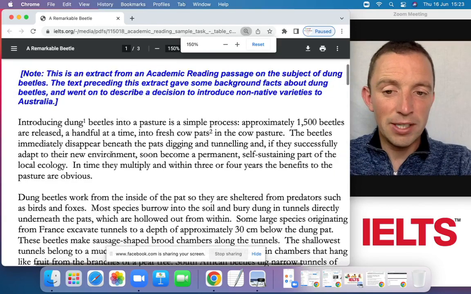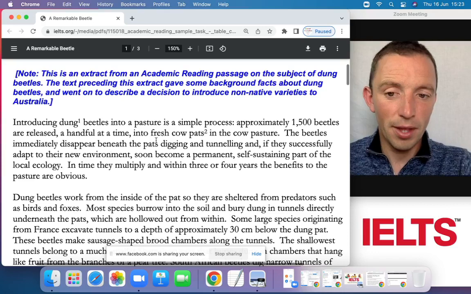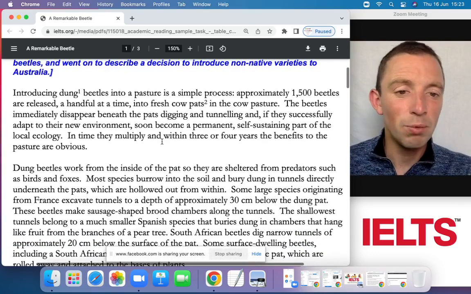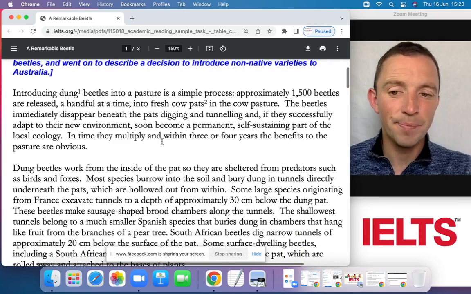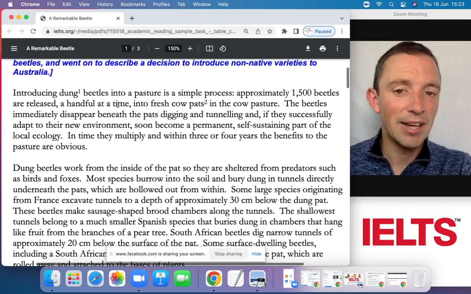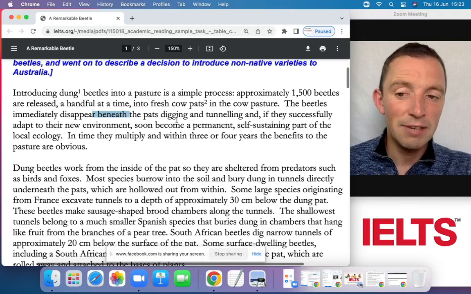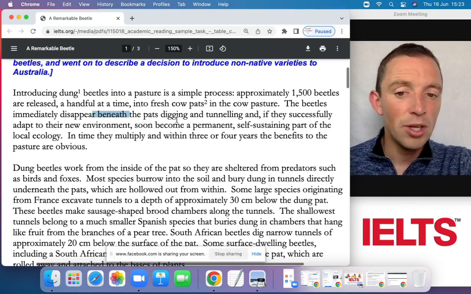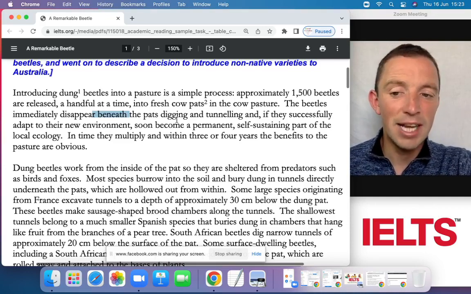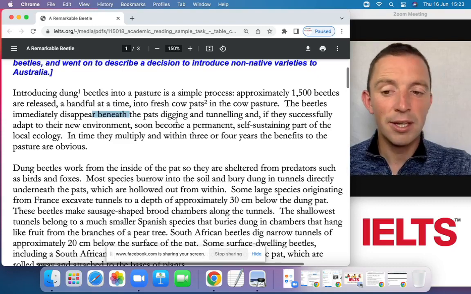Introducing dung beetles into a pasture is a simple process. Approximately 1,500 beetles are released, a handful at a time, into fresh cow pats in the cow pasture. The beetles immediately disappear beneath the pats, digging and tunneling, and if they successfully adapt to their new environment, soon become a permanent, self-sustaining part of the local ecology. In time, they multiply, and within 3 or 4 years, the benefits to the pasture are obvious.